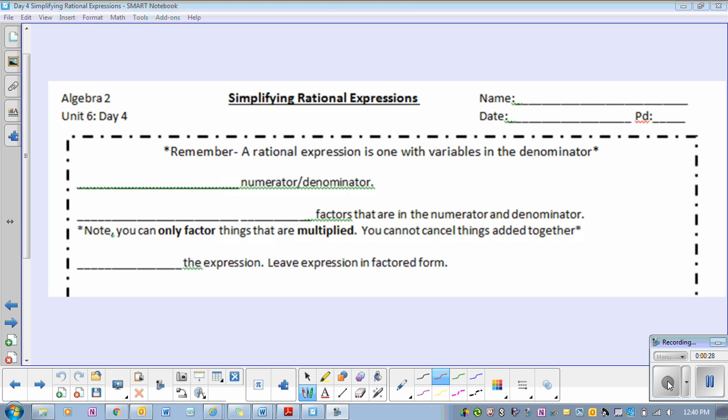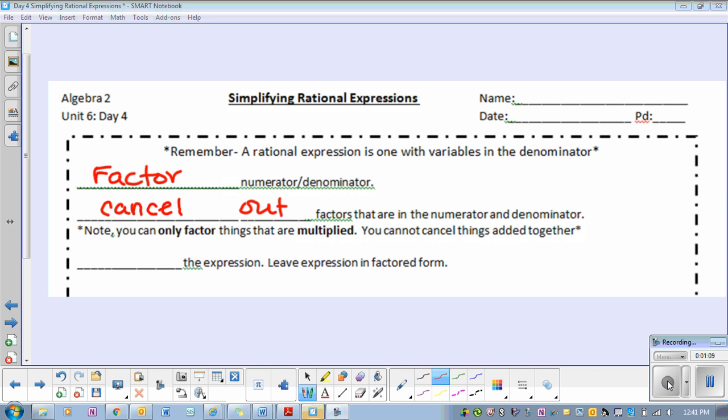So in order to simplify, what we need to do is factor. Factor your numerator, factor your denominator. Okay, Algebra 2, the lifeline is factor. All right? So then next you're going to, and we'll call it cancel out, because I think that's what you're familiar with. You cancel out the factors that are in both the numerator and in the denominator, right?